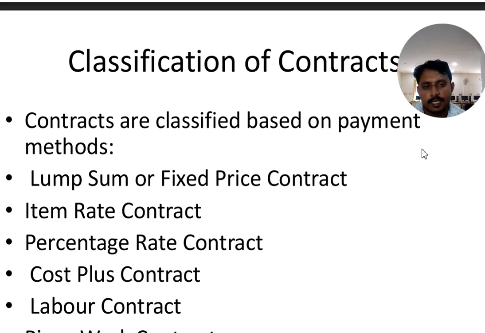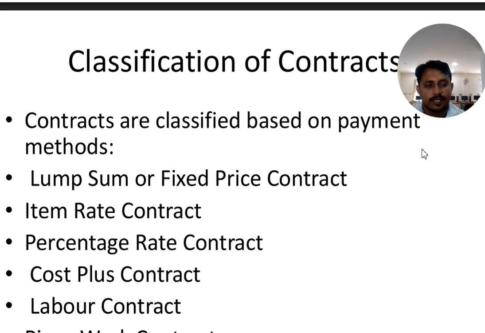So based on the payment method, the contracts are mainly classified into five categories. One is a lump sum contract or fixed price contract, second is item rate contract, third is percentage rate contract, fourth is cost plus contract, and fifth is labor contract. So first we will look at the lump sum contract or fixed price contract.